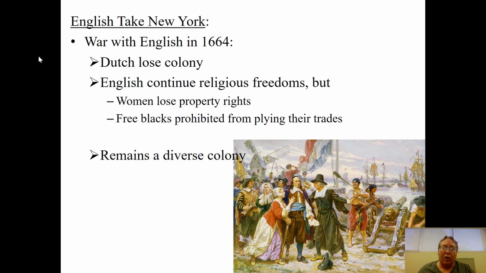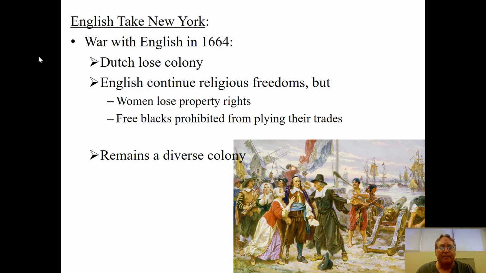And when the English take over, they do change what's happening in this colony to some degree. They take away a lot of the property rights that were given to women under Dutch law. It's one of the reasons why Anne Hutchinson went to this colony, because she was on her own. Her husband stayed behind in the Massachusetts Bay Colony. This was a way for her to have a legal entity, right? For her to actually be in control of herself was to go to the Dutch colony.